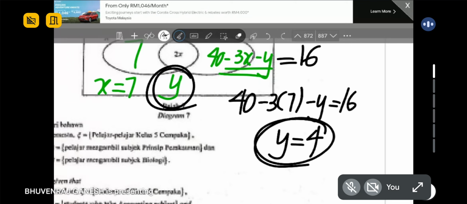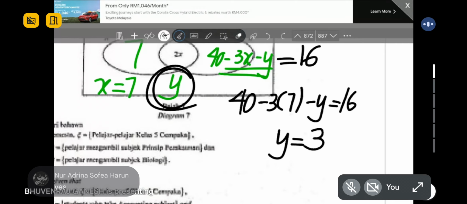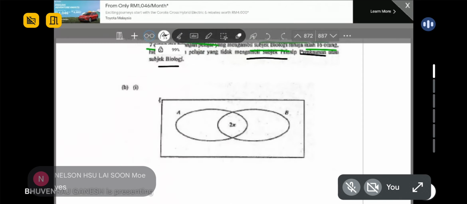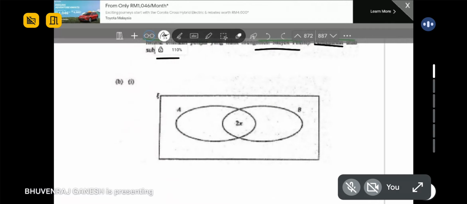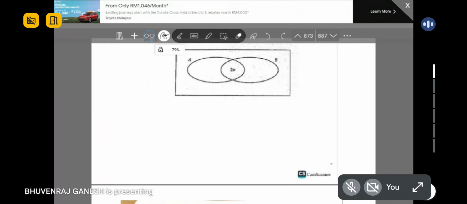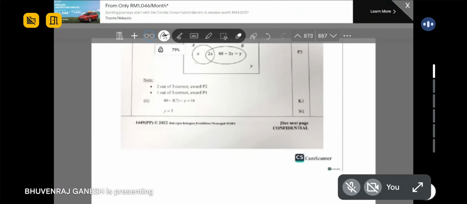Understand guys? Jelas? All of you? Sorry. It's 3, not 4. I count wrongly. 3. Okay? Understand? Clear? Very simple lah guys. Straightforward, right? So the most important thing is you must master the Venn diagram. Kalau kuasai gambar aja Venn, senang. Very simple. Okay? So next one.